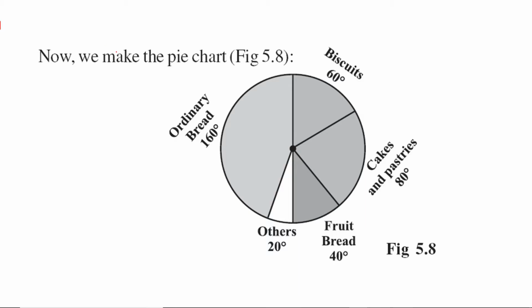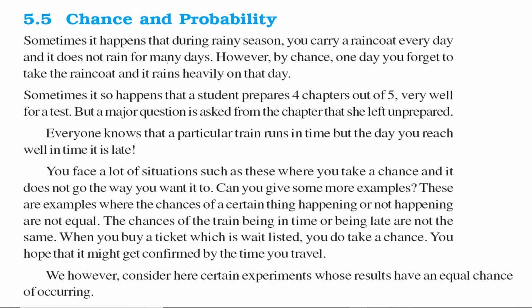So we can make the pie chart, because now we know the angles. This is 160, this is 60, like this. All these angles are there. You can shade in different colors or with certain bars, and you can write here ordinary bread 160 degrees, fruit bread, like this.